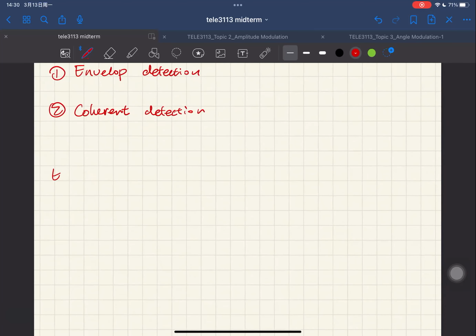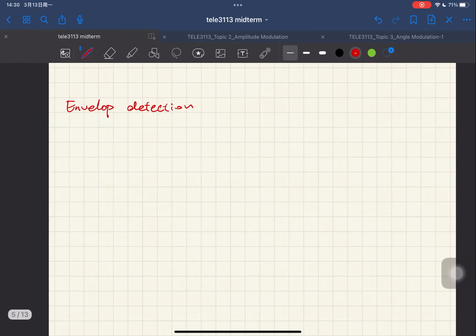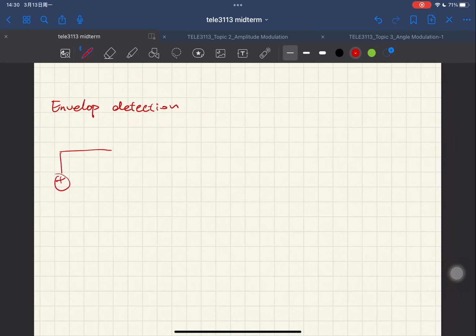So when we're using envelope detection, what we're essentially doing is using a structure like this. We have our V, and we have a diode which is forward biased. I'm going to have a capacitor over here, and this is your V output, and this is your V input.